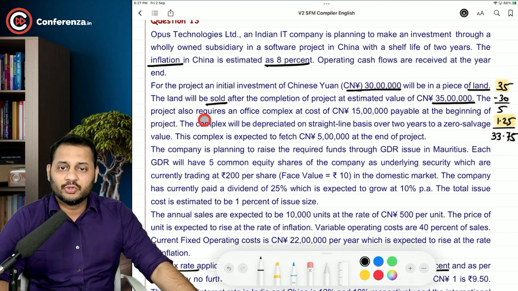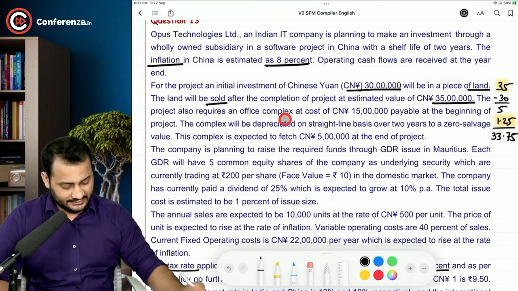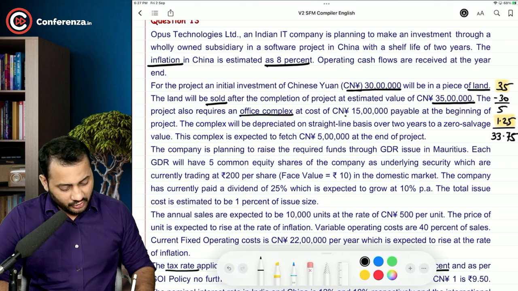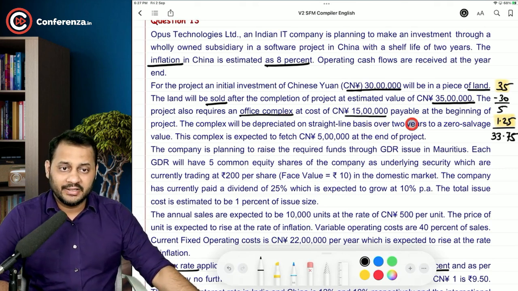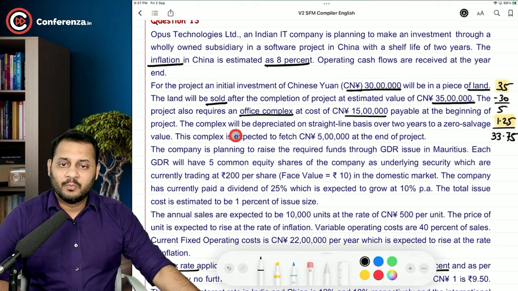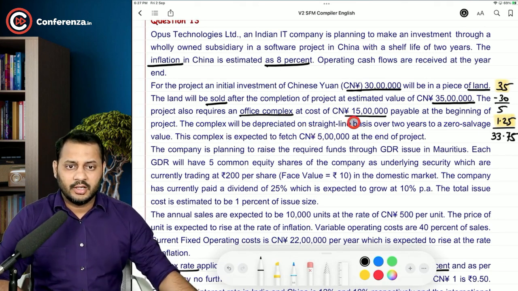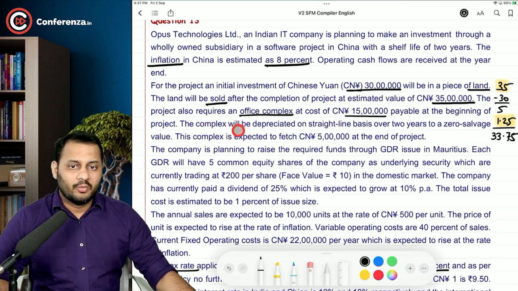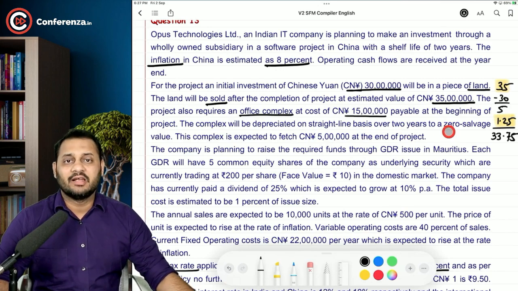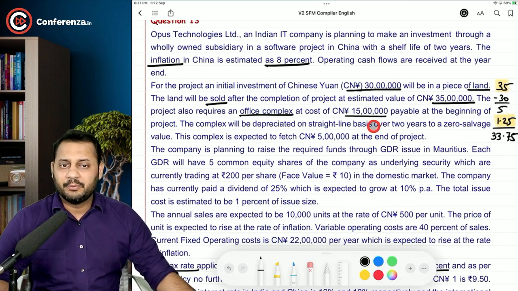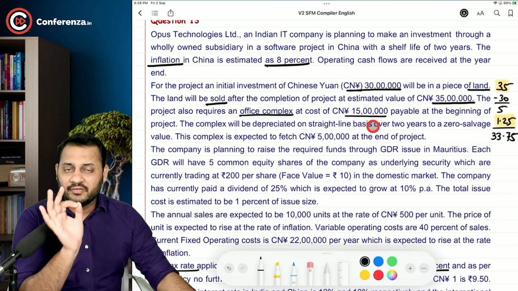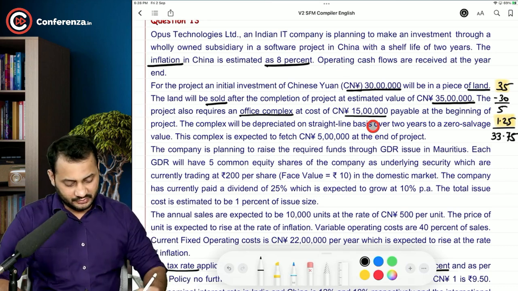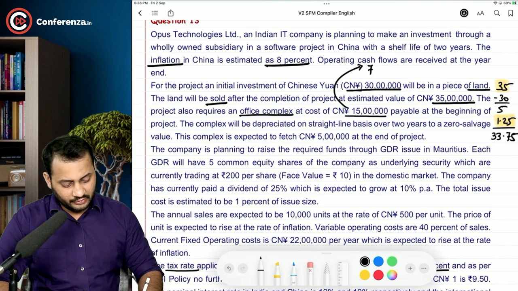The project also requires an office complex which will cost 15 lakhs payable at the beginning of the project. The complex will be depreciated on straight line basis over 2 years with a zero salvage value. So what will be the depreciation? 7,50,000 will be the depreciation, because they are going to depreciate it to the zero value.